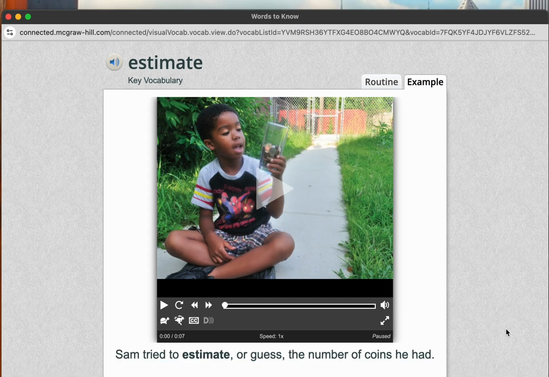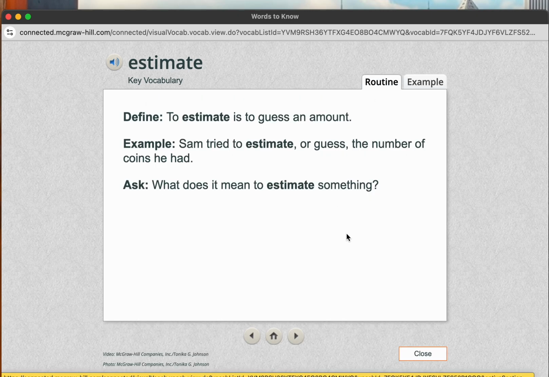Our next term is estimate. Sam tried to estimate or guess the number of coins he had. Estimate. So, to estimate is to guess an amount, okay? So, what does it mean to estimate something? Well, we just learned, right? To estimate something, it's to guess.